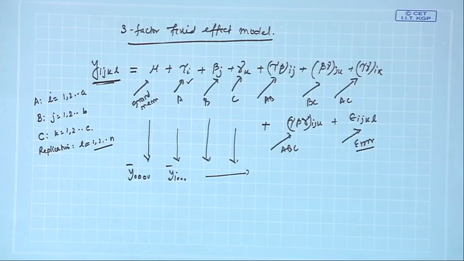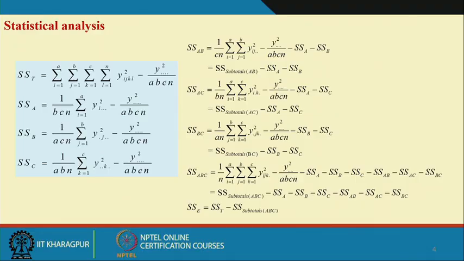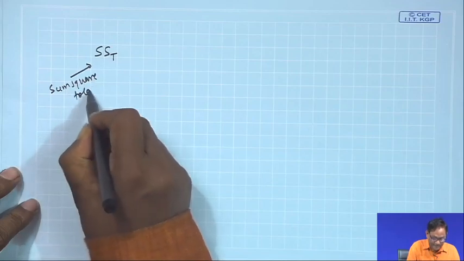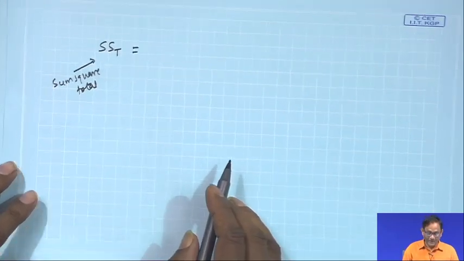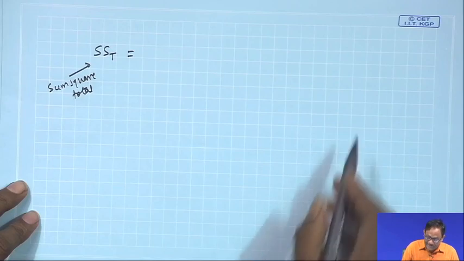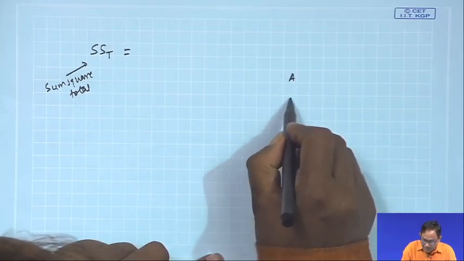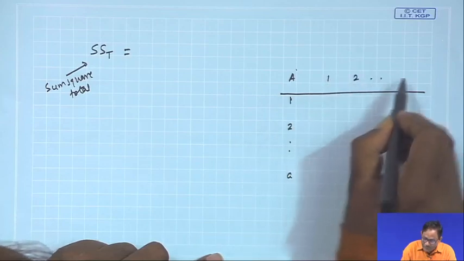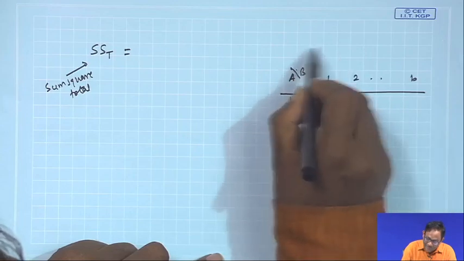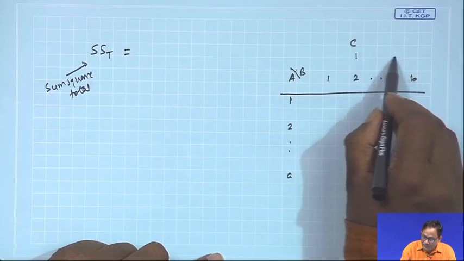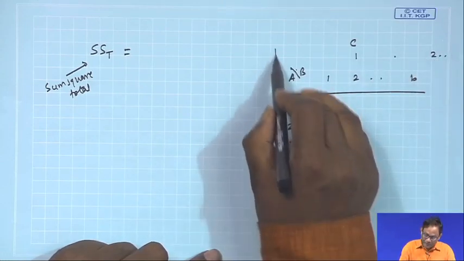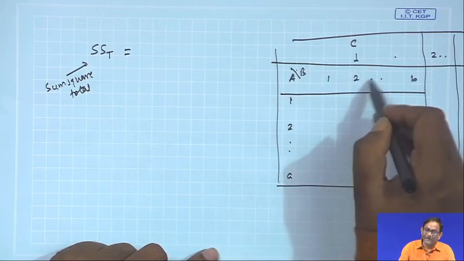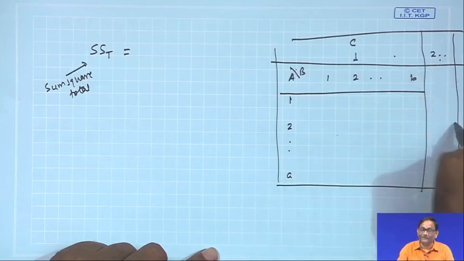Now suppose you want to calculate SST, that is, the sum of squares total. What do we know here? If you see the data matrix, A will be, suppose, 1, 2, like A levels. Then B will be 1, 2, the B levels, and there will be another factor C, which will also have levels 1, 2. So your data matrix will have, for every C, the A and B levels for this. Similarly, for C equal to 2 the same thing will repeat.